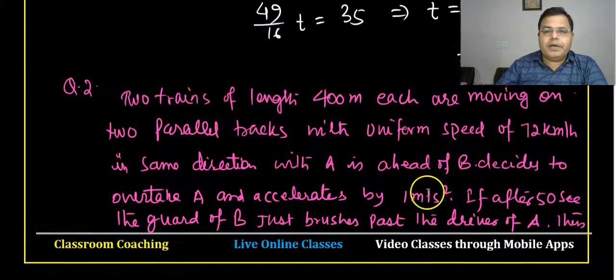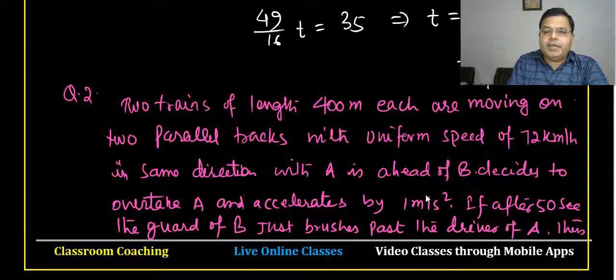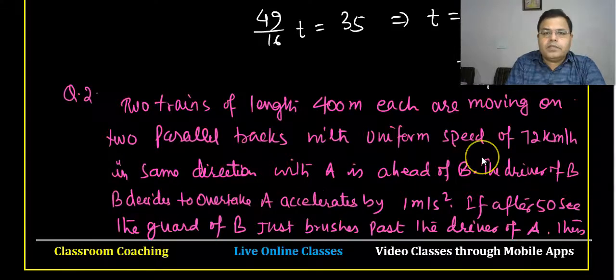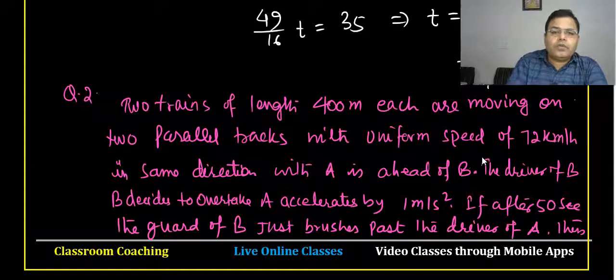So this is the question. Let me read it out once again. Two trains of length 400 meter each are moving on two parallel tracks with uniform speed of 72 kilometer per hour. So the initial speed of both the trains is the same, and they are moving in the same direction, with A ahead of B. The driver of B decides to overtake A by acceleration of 1 meter per second square.